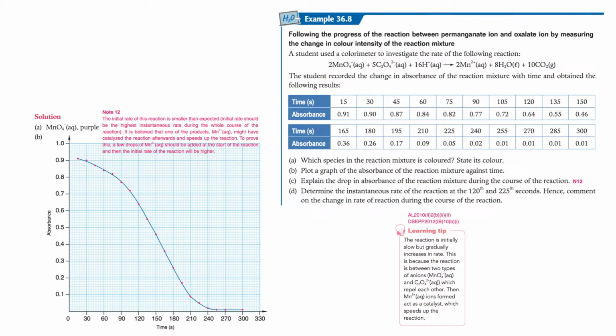So let's have a look at some examples. Right here, we have a reaction between permanganate and oxalate. Permanganate becomes Mn2+, and oxalate, C2O4 2-, becomes CO2.